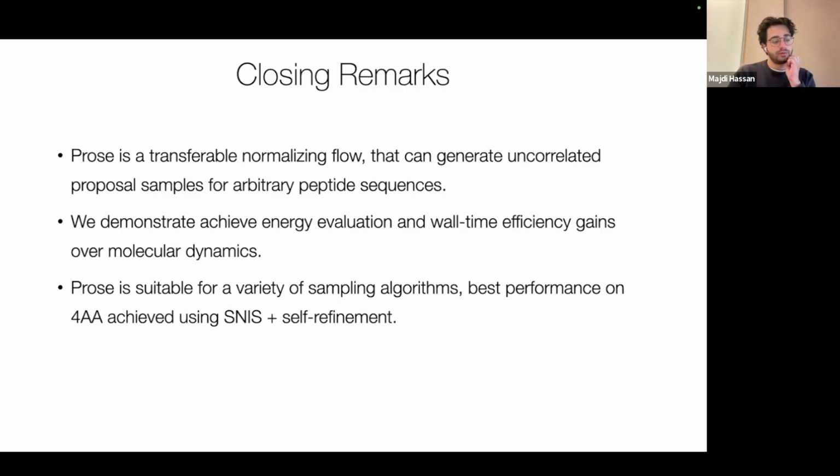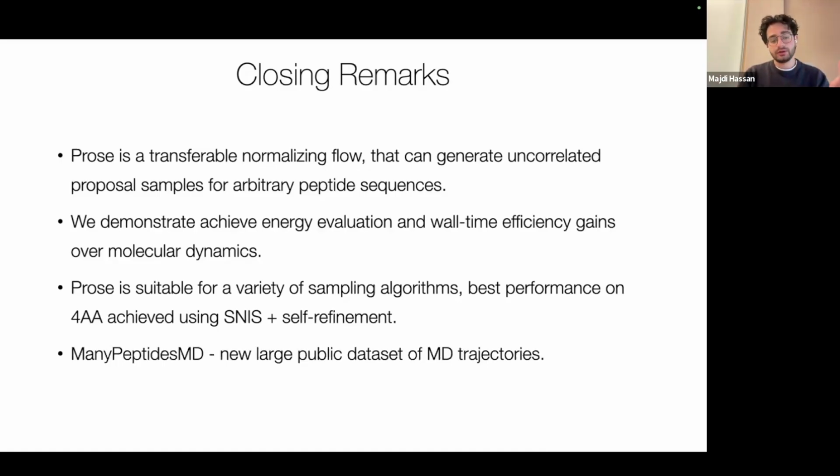And then Prose itself is pretty suitable for a variety of sampling algorithms, and we even see that this procedure of just training on the samples you generate, self-refining yourself, gets the best performance on tetrapeptides. And lastly, we provide many peptides MD, a public data set for people to use and build on this work, hopefully.